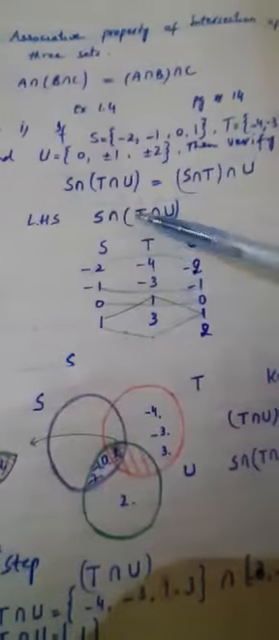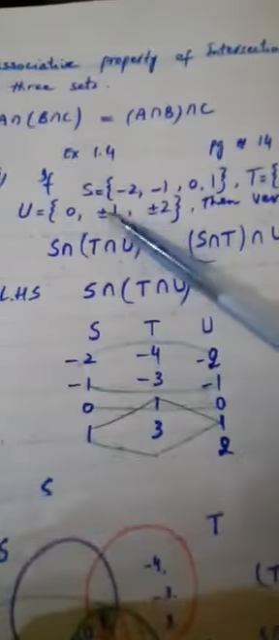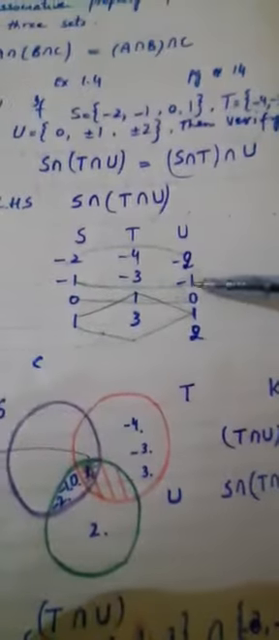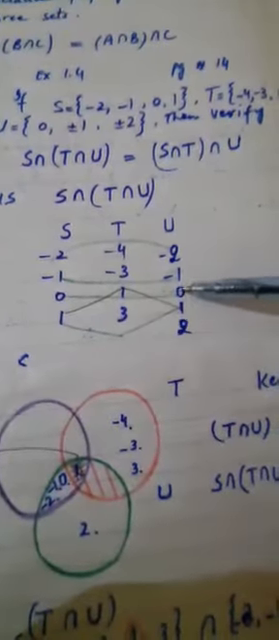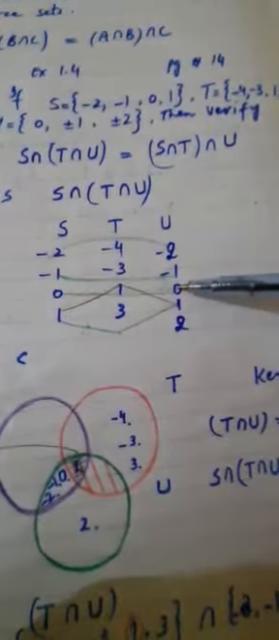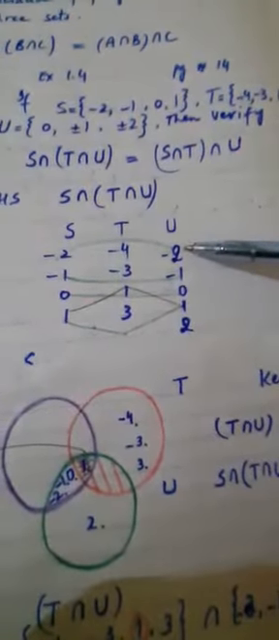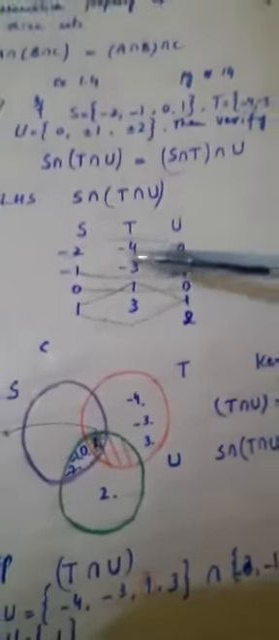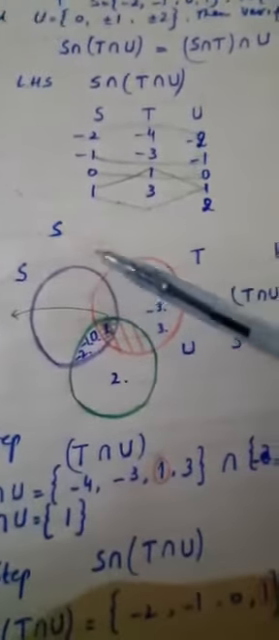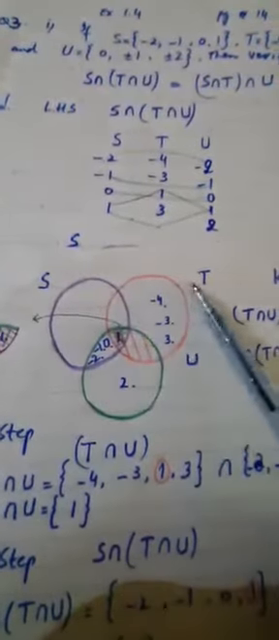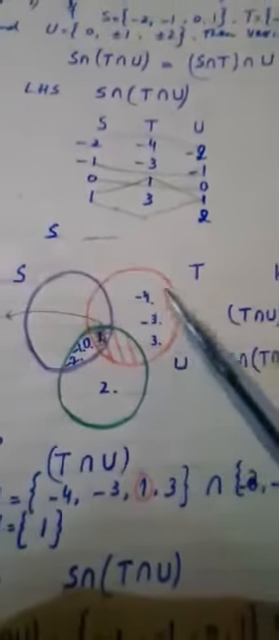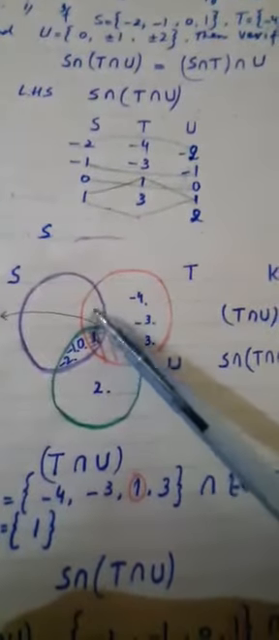Here students, one more thing you can see, that set U consists of elements 0, plus minus 1 and plus minus 2. So when I write in the ladder, I have separated them as positive and negative numbers: 0, plus 1, plus 2 and then minus 1, minus 2. Now down here we will draw the Venn diagram, and here you can see sets S, T and U have been drawn. Now here you have to write down the common elements.